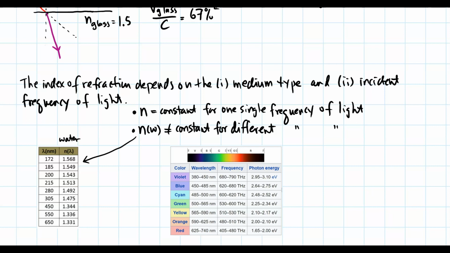So when I look at this table for color, you can see that red is around 650. So this would be the color red. And then if I go up to violet, which is around 380 or around 450, so this is violet light right there. Violet light has a higher index of refraction than red light. Therefore, violet light interacts more with the medium and therefore refracts more. Red light interacts less with the medium and therefore doesn't bend as much.